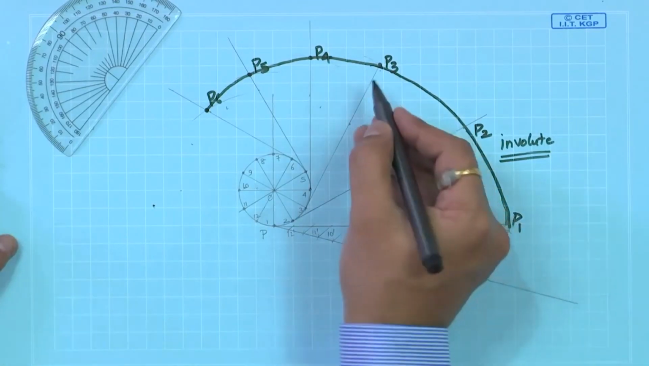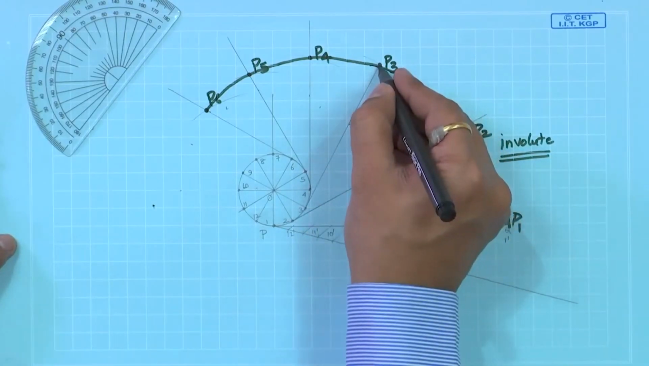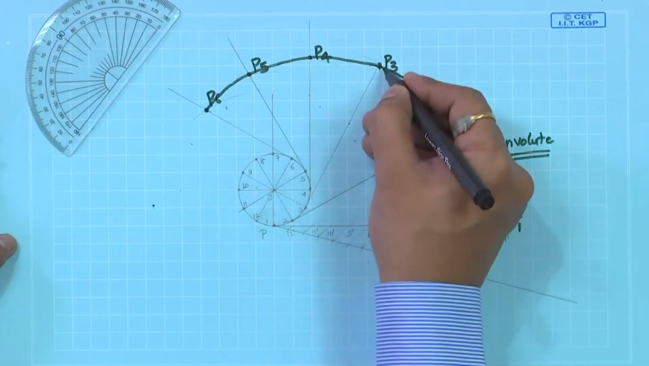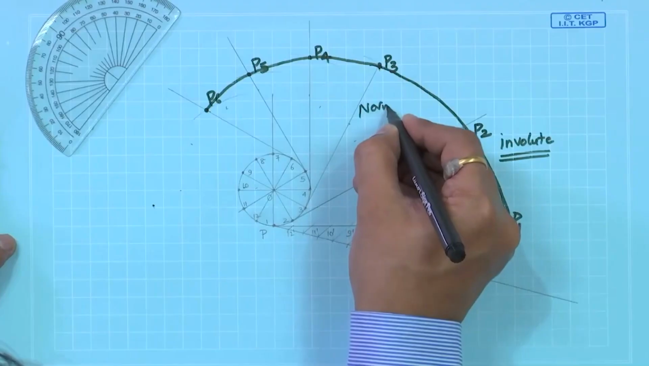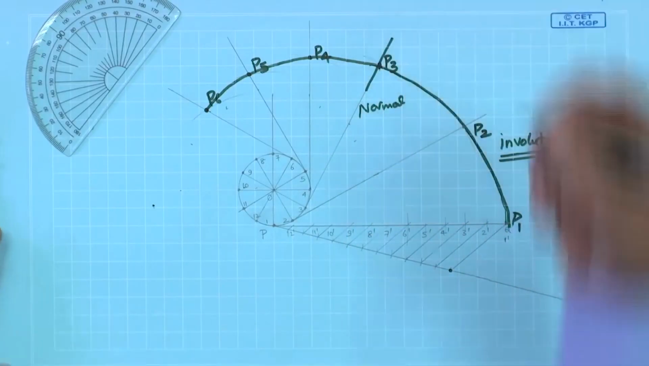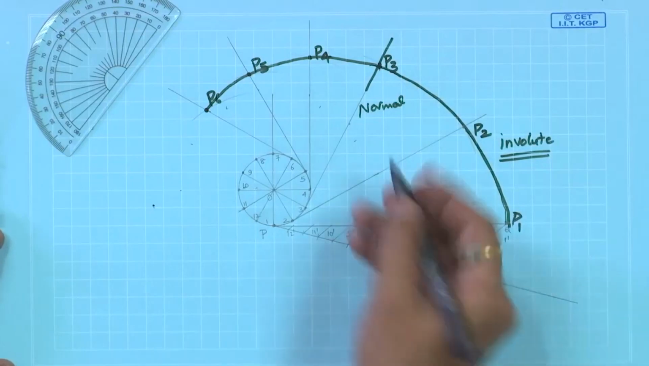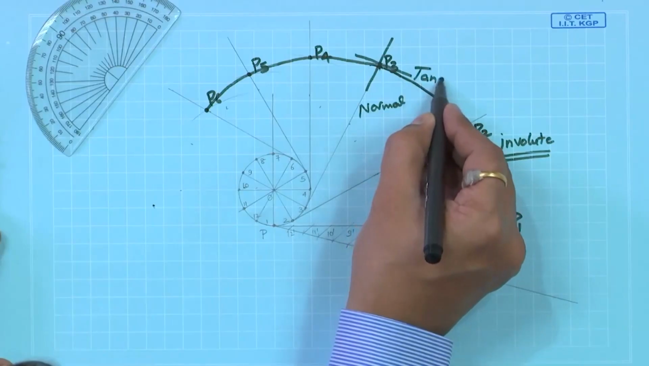If we are interested in constructing a tangent and normal to that, anyway this is the tangent which is going. So, this will be the normal line for us, which is going via that, and the tangent will always be perpendicular to the normal.